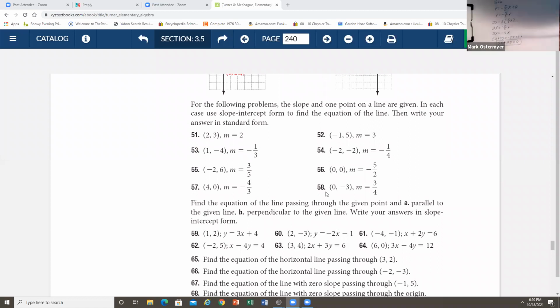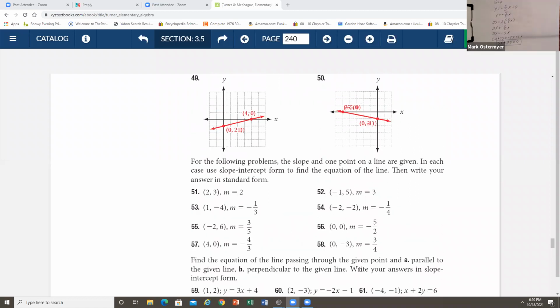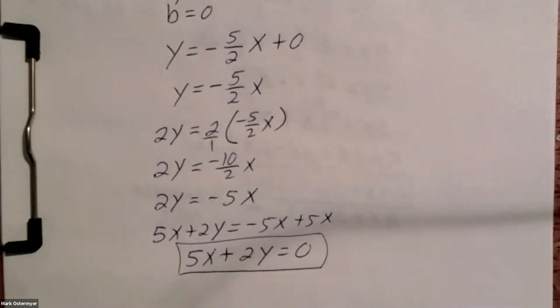So that concludes this section here. I think I went over everything.